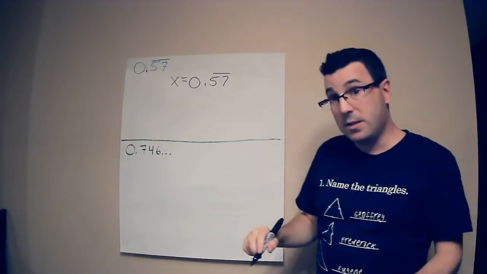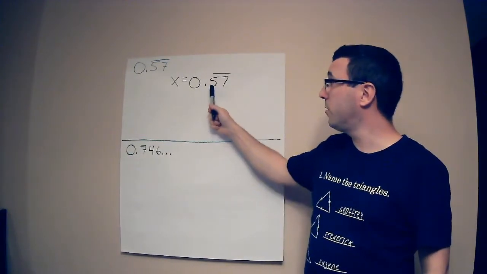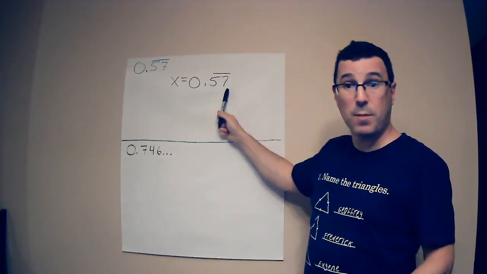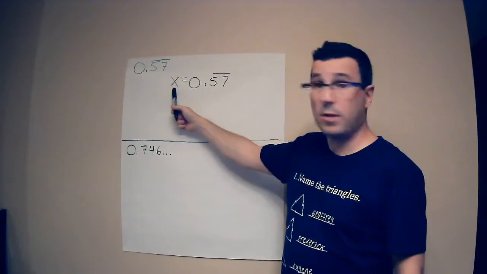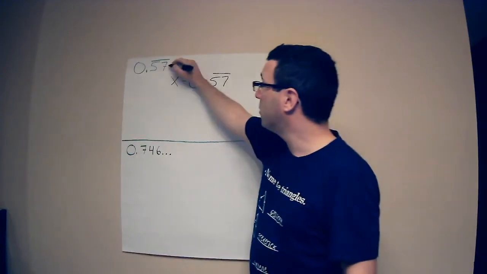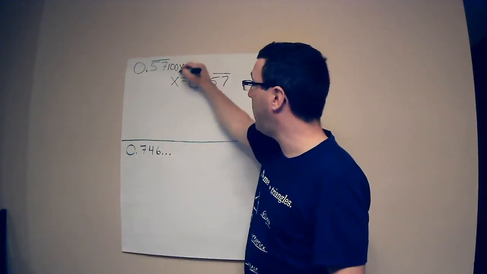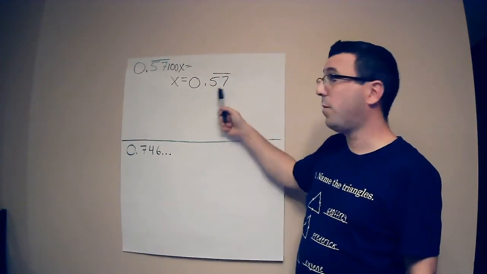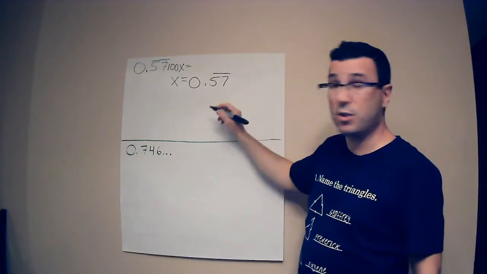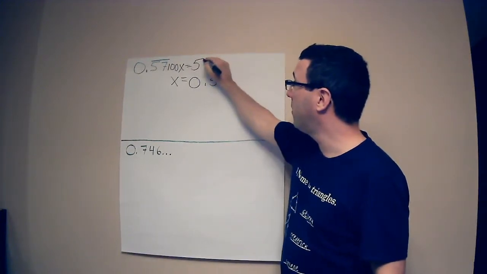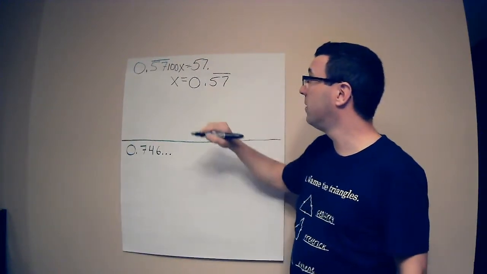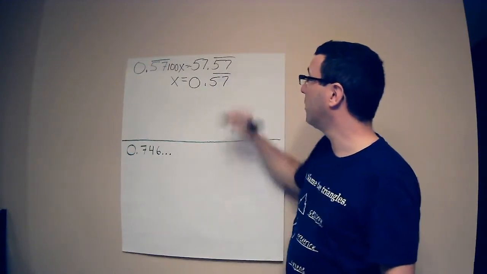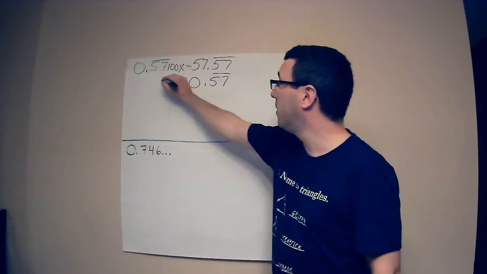And how many places did we go? 1, 2, so this is the tenths, this is the hundredths. So we're going to multiply this by 100. So I have 100x equals, and multiplying by 100 moves the decimal place twice, so we're going to have 57.57 repeating. Okay? Again, I'm going to subtract.